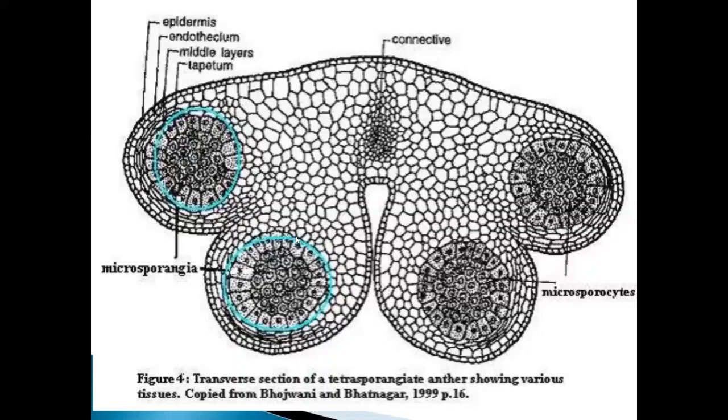The second part is the endothecium. It is formed by a single layer of cells. So this is the epidermis, and the second one or two layers are the endothecium. The endothecium means, beneath the epidermis, a single or two layers of cells below the epidermis.